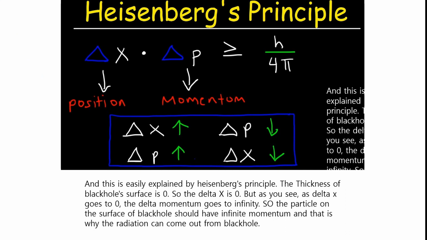The thickness of the black hole surface is 0, so delta x is 0. But as you see, as delta x goes to 0, delta momentum goes to infinity. So the particle on the surface of the black hole should have infinite momentum, and that is why the radiation can come out from the black hole.